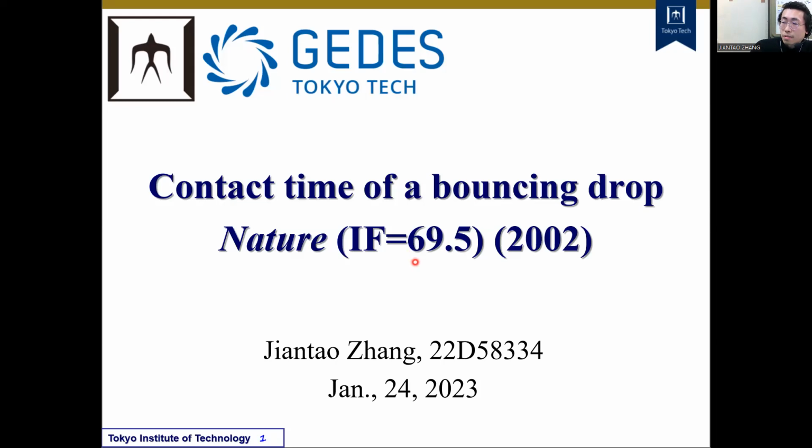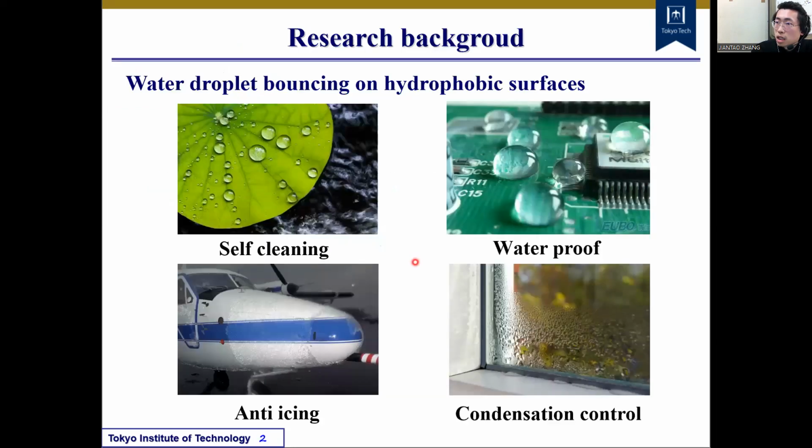This is the course Academic Writing B final presentation. I'm Zhang Jianhao. I'm about to review a paper published in 2002 in Nature, which currently has an impact factor of 69.5. The title of this paper is Contact Time of a Bouncing Drop.